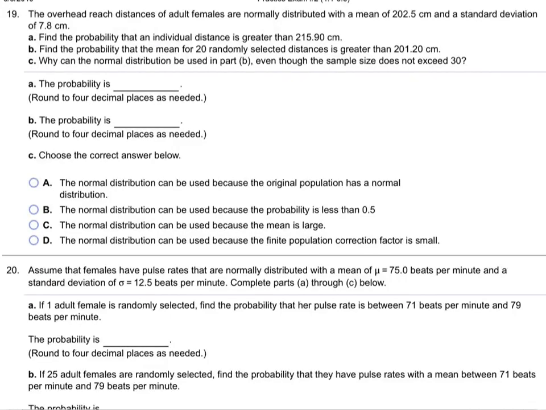The overhead reach distance of adult females is normally distributed with a given mean and standard deviation. Find the probability that an individual distance is greater than 215.9. Let's do part A. So, sounds like another one of the same thing. Let's put a curve. The mean in the middle is 202.5. And it says find the probability that it's greater than 215.9. So that's a little bit to the right, huh?